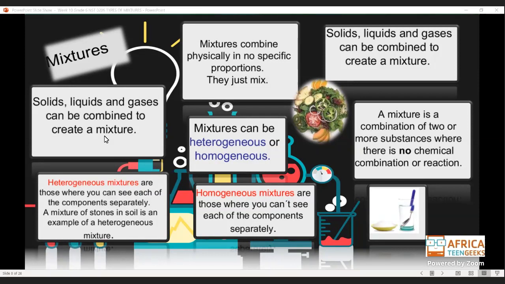We are done with term 2's work. I'm just doing revision before term 3. So now you have those two kinds of mixtures. Those are two definitions that you should have or need to take down. One, you can see the components separately, and the other one, you cannot see them separately.